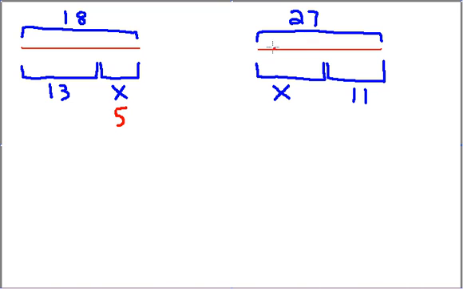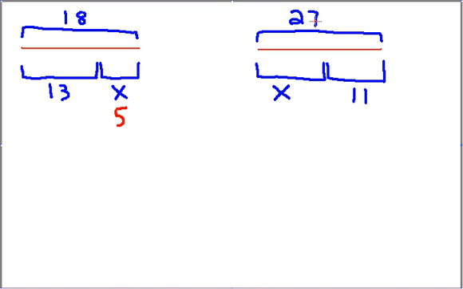Similar example over here. You have a number line, the overall length is 27. 27 minus x equals what? It equals this 11 over here. Because remember, these two lengths combined equal this overall length. 27 minus x equals 11. Do it the other way.